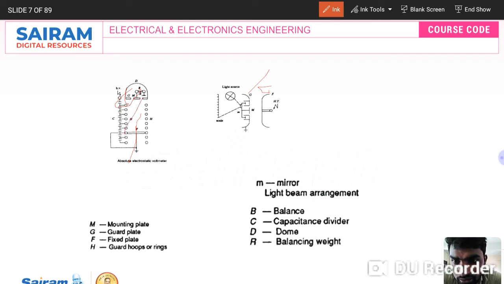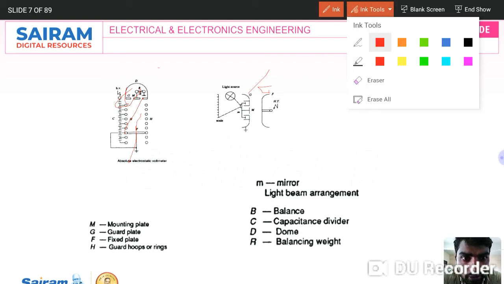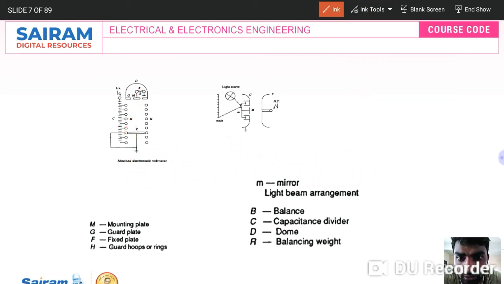And B is the balance. So this is the balance, okay? And another one is the capacitance divider. The divider will be there, and another one, see here, B is here, and the dome is D, and the balancing weight is here, okay?